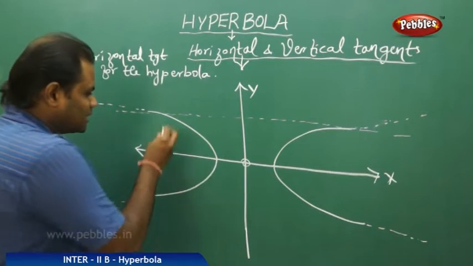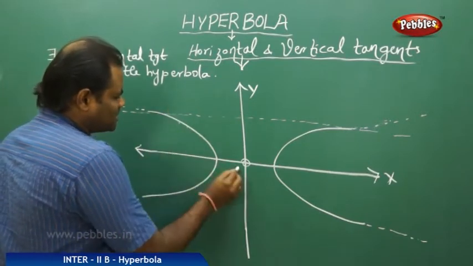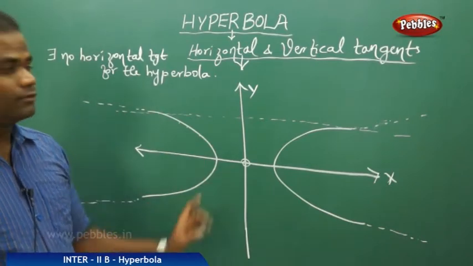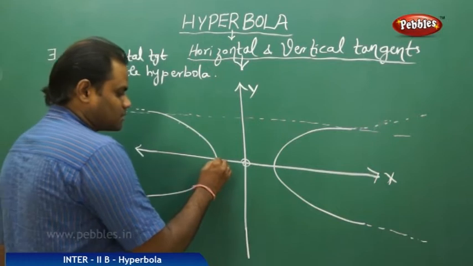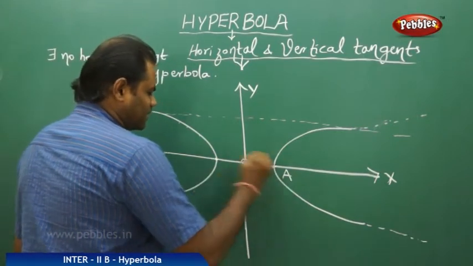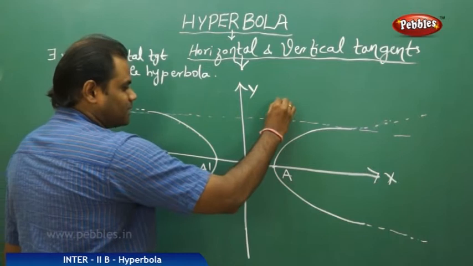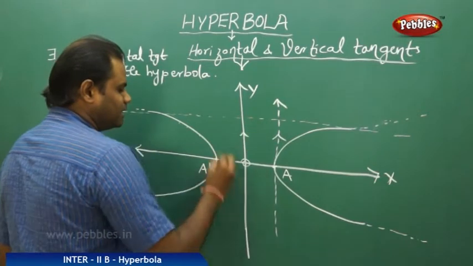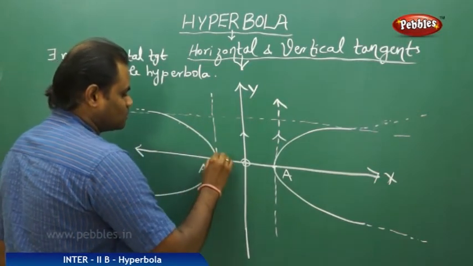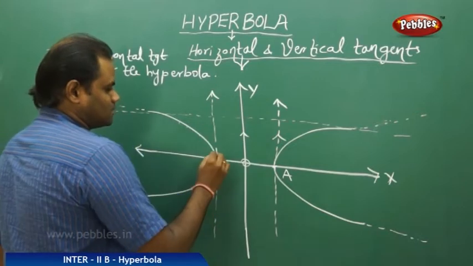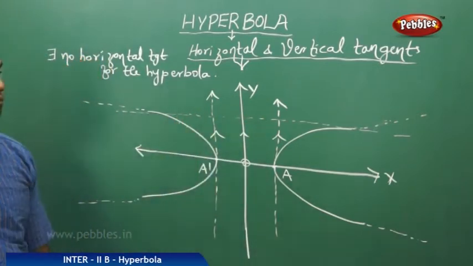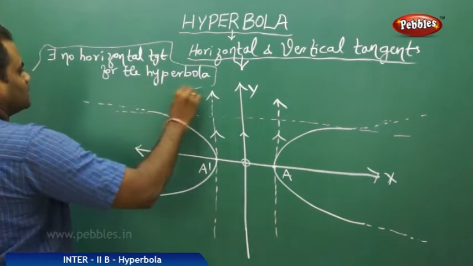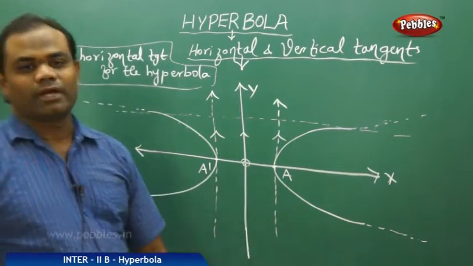Clearly I see that any tangent I draw at any of these points is not parallel to the y-axis, but there are two tangents particularly which are parallel to the y-axis. That is, if I take the vertices A and A dash, any tangent I draw through A is parallel to the y-axis, and any tangent I draw through A dash is also parallel to the y-axis. So these two are parallel to the y-axis. Therefore, there exists no horizontal tangent for the hyperbola, but there are two vertical tangents for the hyperbola.